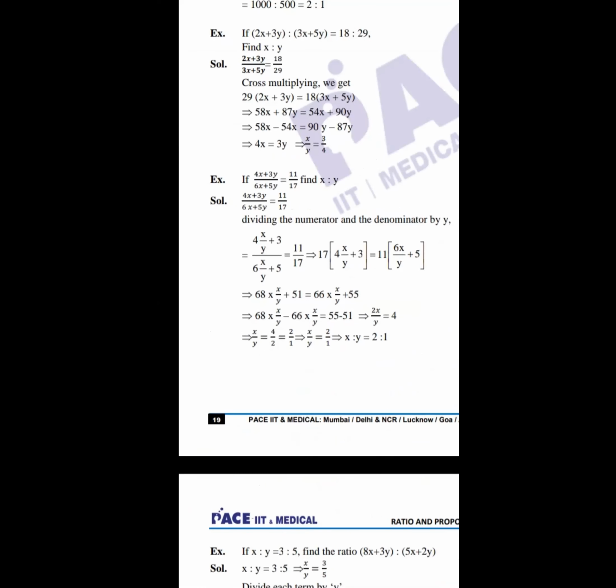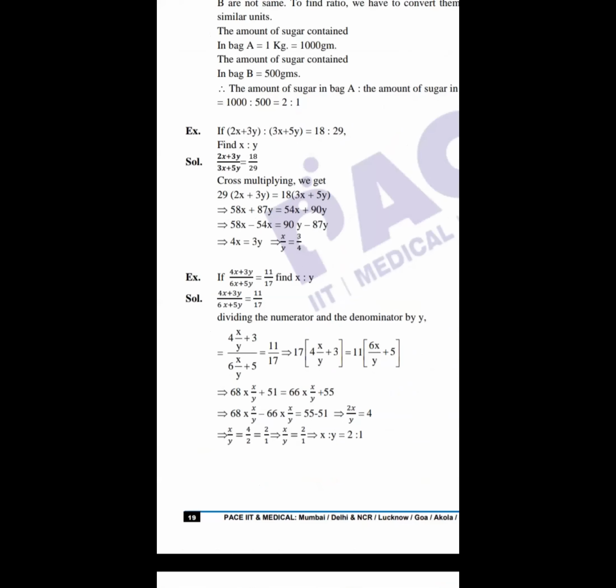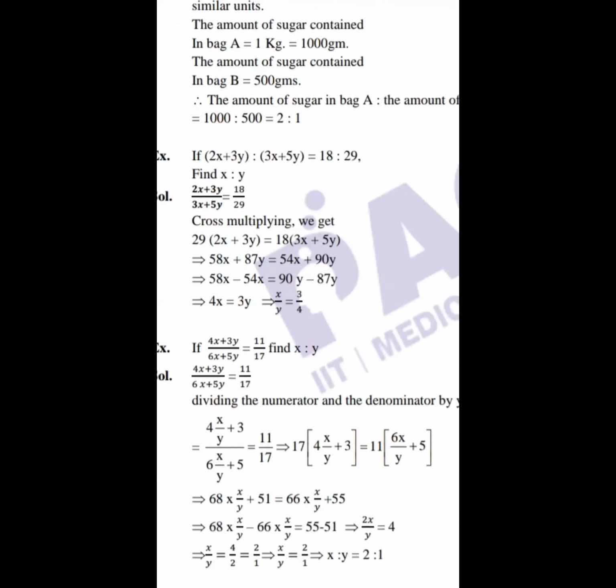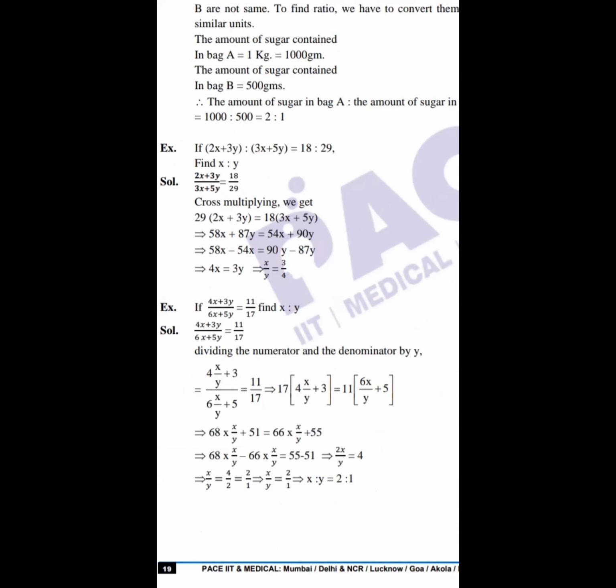Does anyone have a problem with this example? Quickly check both examples. Now see, there are two questions. The first question is solved by cross multiplication and the second question is solved by dividing by y. Write both questions in a notebook. In the first question you have directly cross multiplied. In the second question, on the left-hand side you have divided the numerator as well as the denominator by y. So try it, and whoever has a problem can raise their hands.